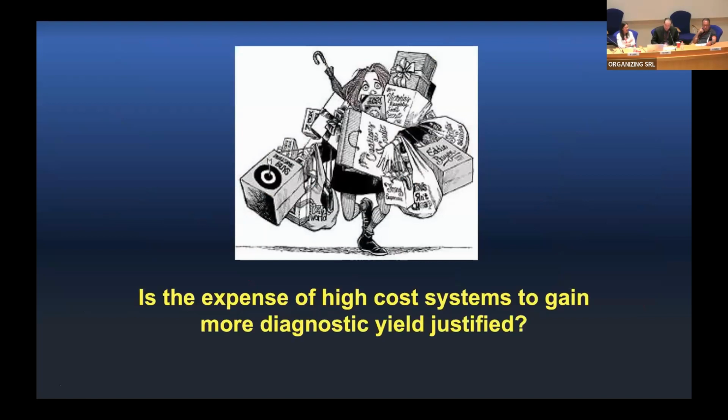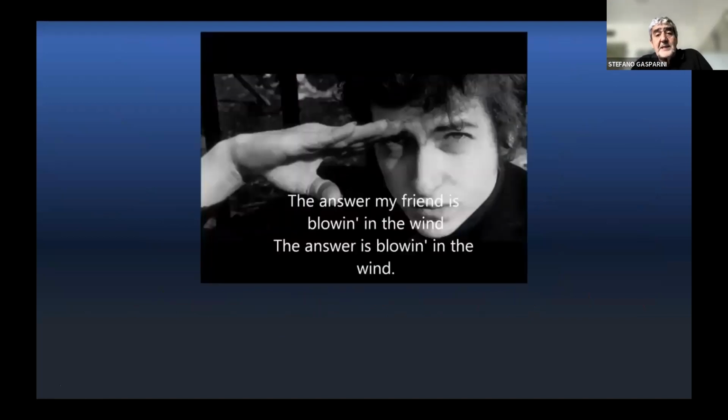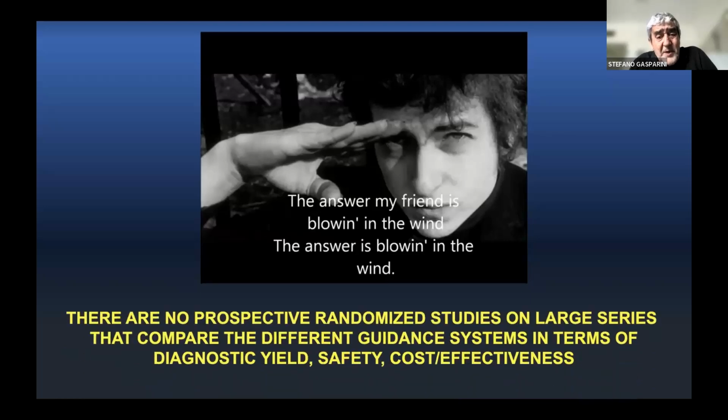What is the response to these questions? I would like to reply with a sentence from one of my favorite singers, Bob Dylan. The answer, my friend, is blowing in the wind. The answer is blowing in the wind. Because there are no prospective randomized studies on large series that compare the different guidance systems in terms of diagnostic yield, safety, and cost effectiveness.